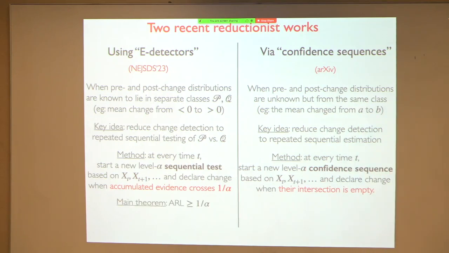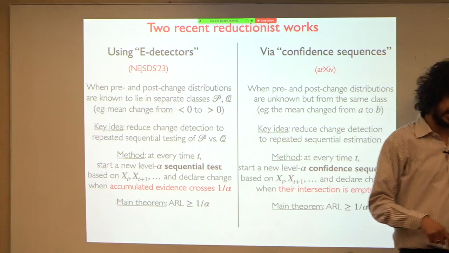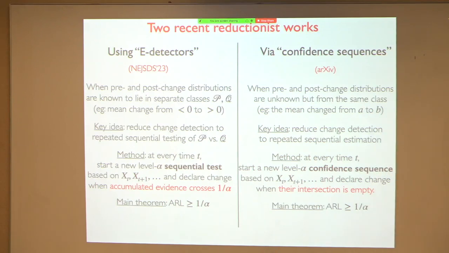The key part for both of them, the main theorem, is that completely generally you can prove that the average run length is at least 1 over alpha, and the same thing in this case. So no hidden conditions. If these are 1 minus alpha confidence sequences and these are E-detectors, E-processes that I'm using under the hood, then the ARL is non-asymptotically controlled at level 1 over alpha.